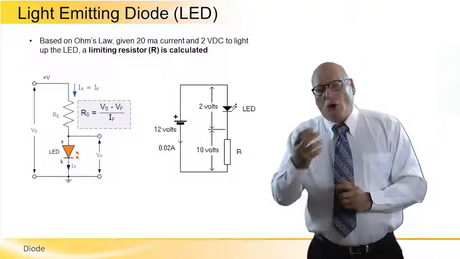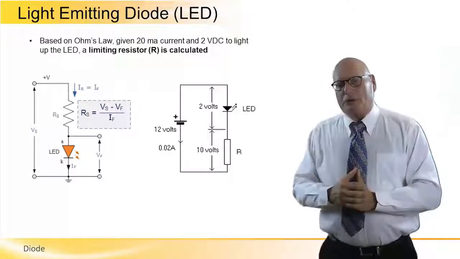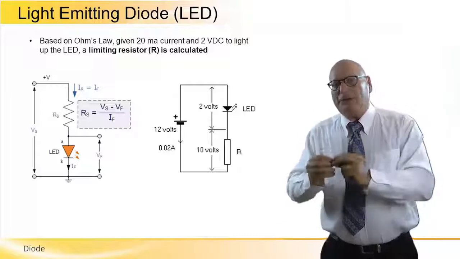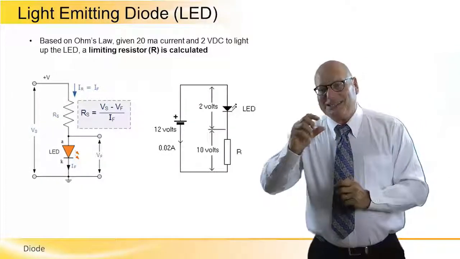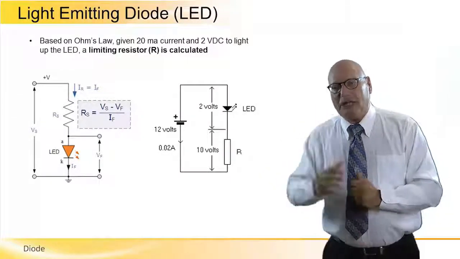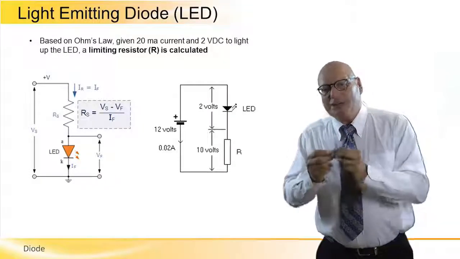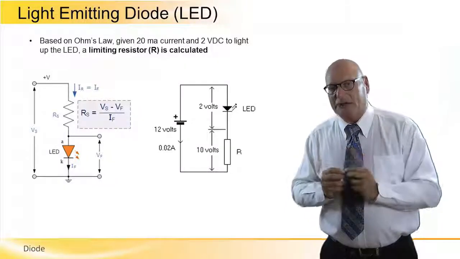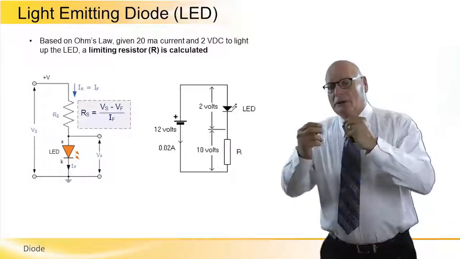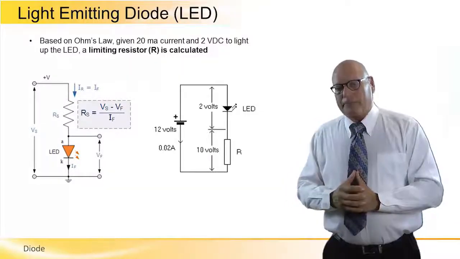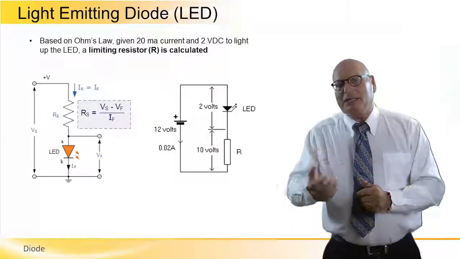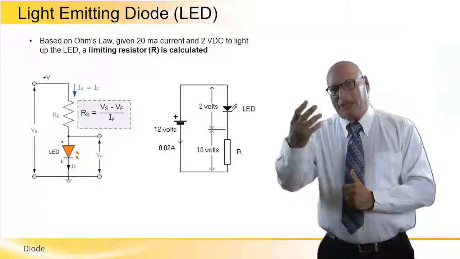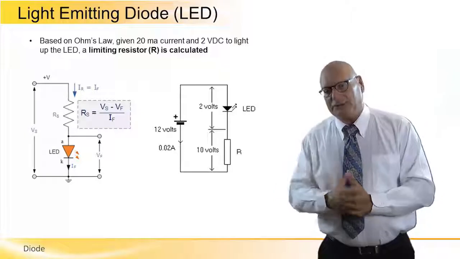Now, based on Ohm's law, and we've covered Ohm's law in this course, if, for example, given 20 milliamps current and 2 VDC to light up the LED, a limiting resistor is calculated. We basically have to limit the current, so as not to burn the LED. Typically an LED needs anywhere between 10 milliamps and 20 milliamps to actually light up, to emit light.